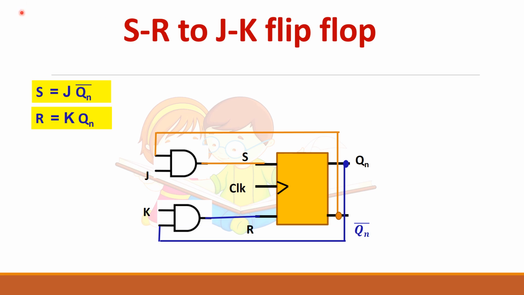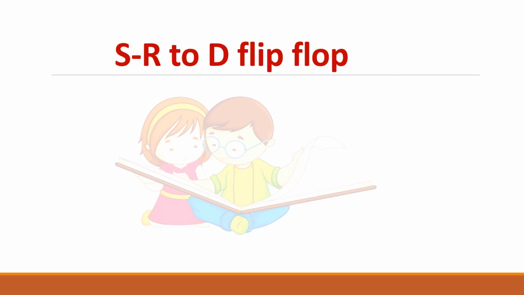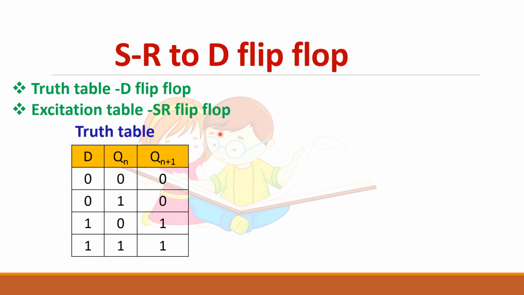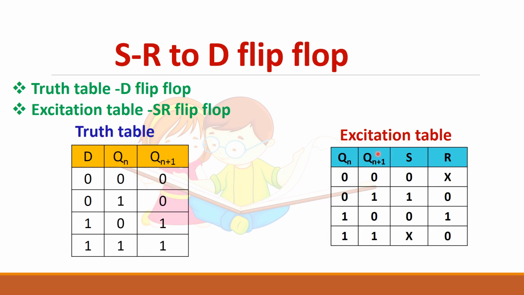So this is how you have to convert a SR flip-flop into JK flip-flop. Next we will see how to convert a SR flip-flop into D flip-flop. So we need to know about the truth table of D flip-flop and excitation table of SR flip-flop. So this is the truth table and excitation table of SR flip-flop.